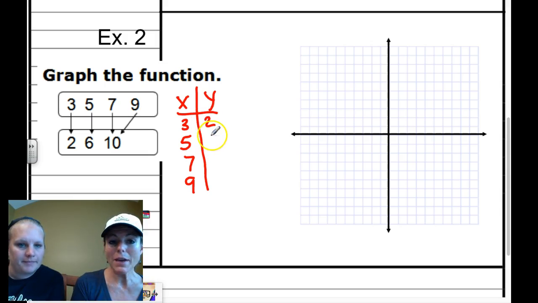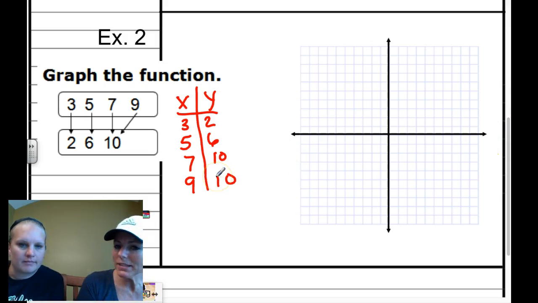5 is mapped to 6. And notice 7 is mapped to 10, and 9 is mapped to 10. That's okay. That's still a function. And why is it a function?